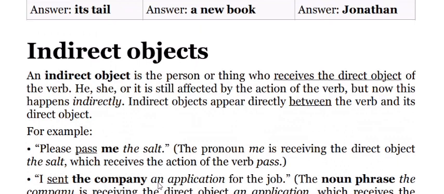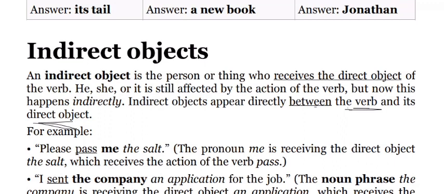Indirect objects. An indirect object is the person or thing who receives the direct object of the verb. He, she, or it is still affected by the action of the verb, but this happens indirectly. Indirect objects appear directly between the verb and its direct object.